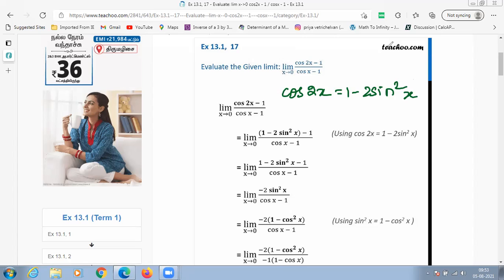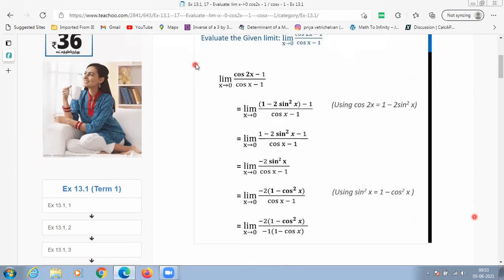Okay, so that is the first step. Here they just wrote the cos 2x as 1 minus 2 sine square x, right? And after that they just removed the bracket sign. So now you can cancel out this positive 1 and negative 1. So you'll be left with minus 2 sine square x in the numerator. And in the denominator, cos x minus 1 stays the same.